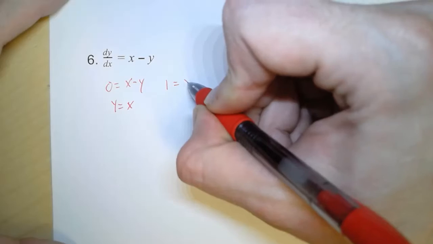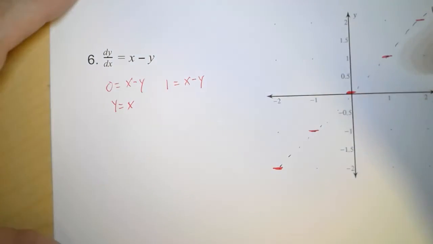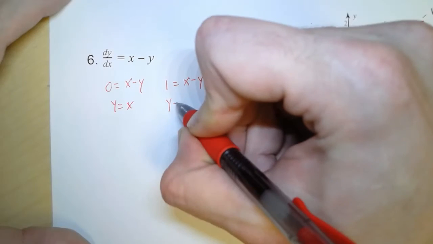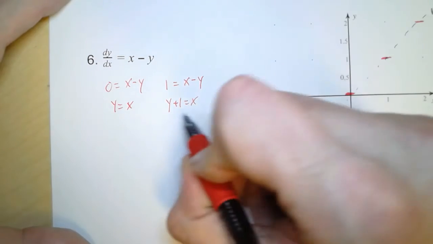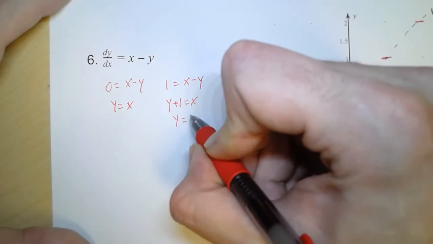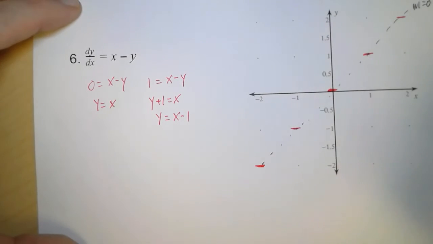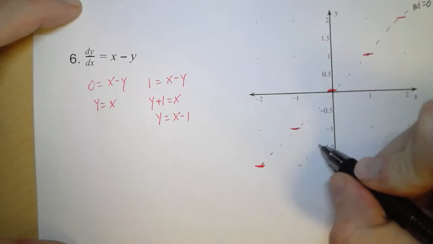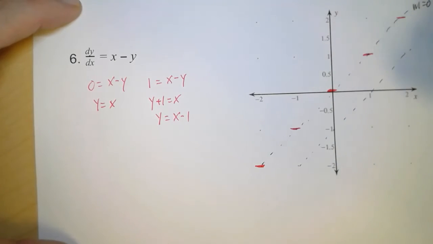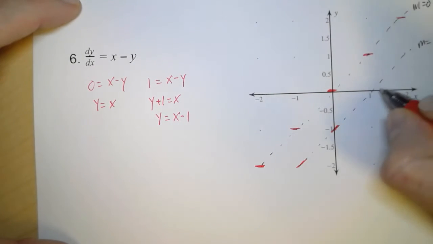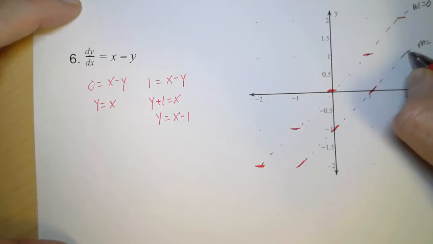So let's try 1. 1 equals x minus y. Now what I'm going to have to do is add y, so it's y plus 1 equals x. And then I'm going to have to subtract 1. So y equals x minus 1. And so what we get is this line right here, m equals 1. So all of these lines are going to have a slope of 1.